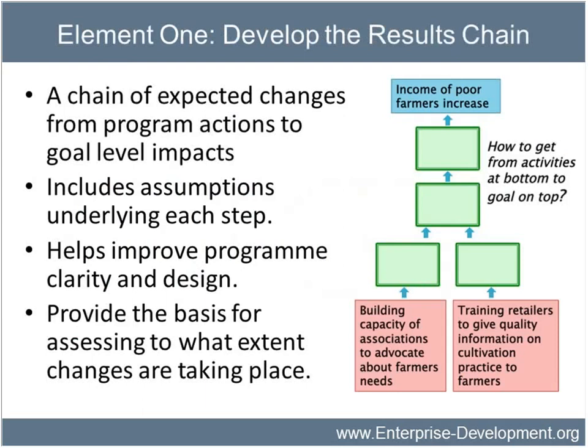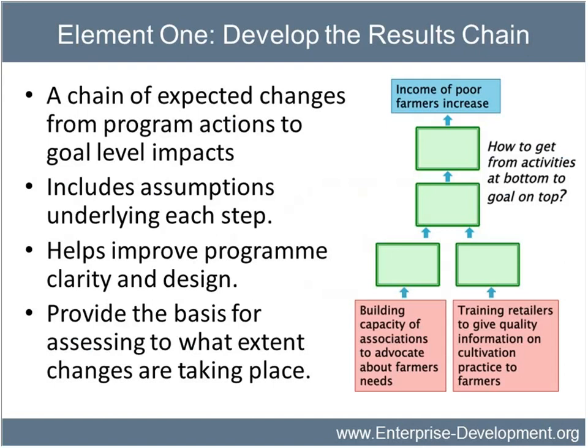So the DCED standard has 8 elements, 8 parts to the framework. The first element is to develop the results chain. And the results chain is a tool you may be familiar with, but it's a really simple idea. It's a chain of expected changes moving from program actions to goal level impacts. So if you look at the diagram on the right, at the bottom you'll see little pink boxes. These are the actions, what the program is actually doing. At the top you'll see the impact, what the program hopes to achieve.